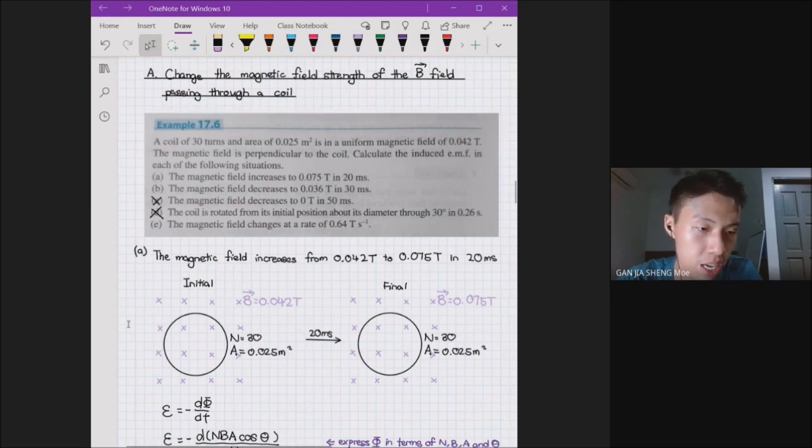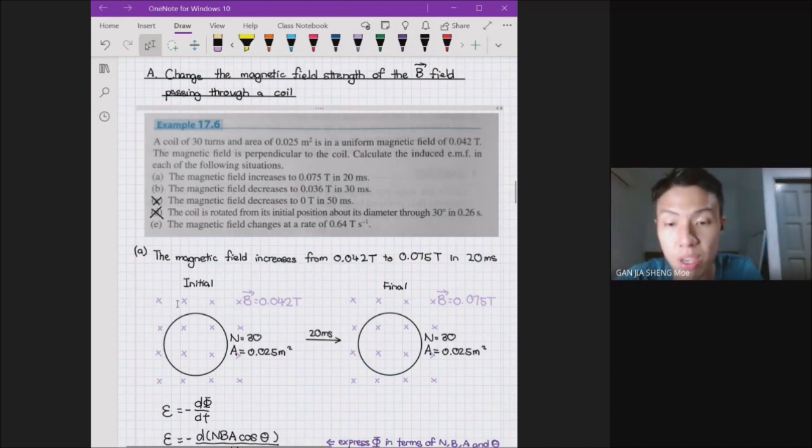So if you see my diagram over here, the situation we are given is a coil with 30 turns, and the area is 0.025 meters squared, and it is in a uniform magnetic field of 0.042 Tesla. The magnetic field is perpendicular to the coil, so it can be either pointing into the page in this diagram, or pointing out of the page. For me, I pick pointing into the page because it's easier to draw and clearer to see.